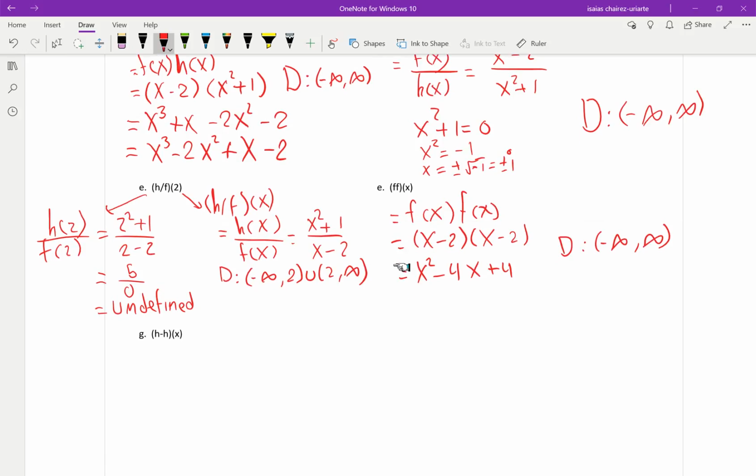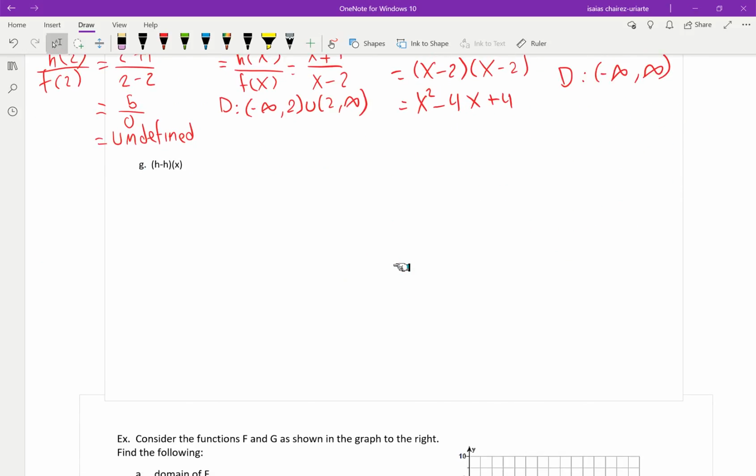Last one, h minus h of x. Well, that just means h of x minus h of x. And our h of x is x squared plus 1, sorry. So x squared plus 1 minus, and then I'm going to say x squared plus 1. And I have to distribute this little negative.